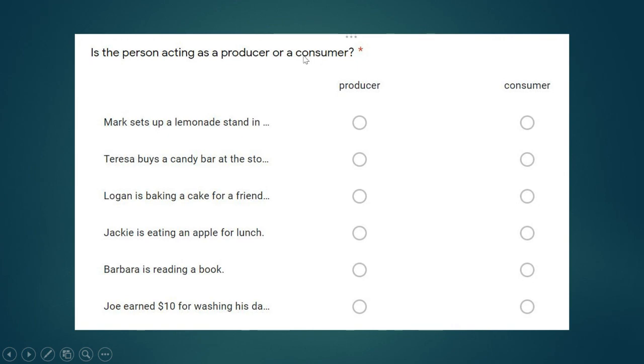All right, let's talk about if these people are acting as producers or consumers. Remember, making or consuming. So we have Mark sets up a lemonade stand in his yard. Teresa buys a candy bar at the store. I don't know why some of these got cut off, I'm sorry. Logan is baking a cake for a friend. Jackie is eating an apple for lunch. Barbara is reading a book. And Joe earned $10 for washing his dad's car.